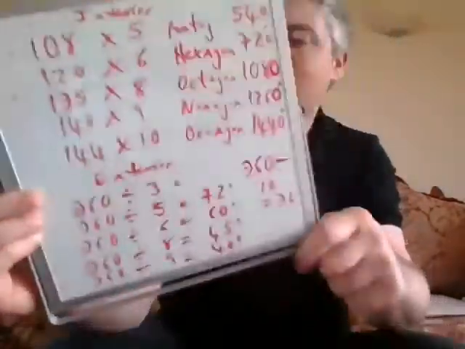Sometimes you do get questions where you have to say 360 divided by 10 to get you 36 degrees for the exterior angle, let's say for the decagon. So I just thought I'd say that to you.